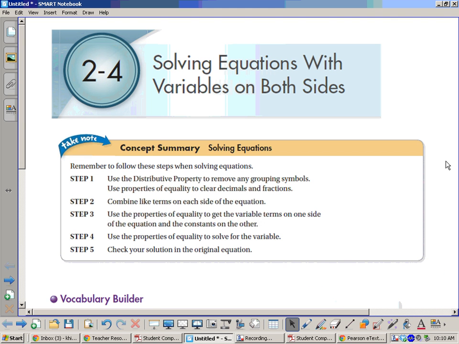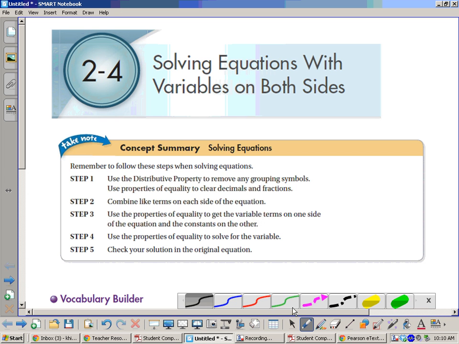Good afternoon, class. I'm going to do some more solving for variables. Seems to be a common thread here in this chapter. We're solving with variables. So I'm going to approach you first with a key concept that we can use anytime we're going to be solving for variables. And I'll go ahead and point out to you what we're doing here.